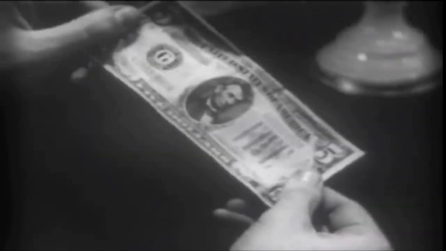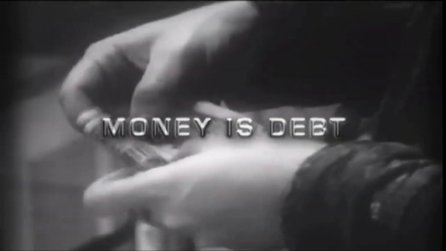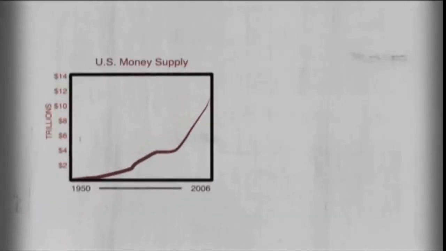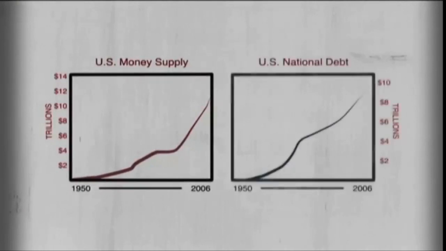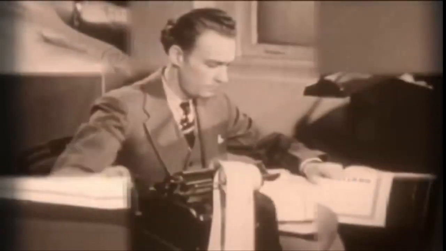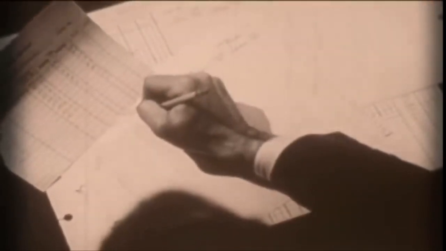Now, if this reality of inherent and perpetual inflation seems absurd and economically self-defeating, hold that thought, for absurdity is an understatement in regard to how our financial system really operates. For in our financial system, money is debt. And debt is money. Here is a chart of the U.S. money supply from 1950 to 2006. Here is a chart of the U.S. national debt for the same period. How interesting it is that the trends are virtually the same. For the more money there is, the more debt there is. The more debt there is, the more money there is.